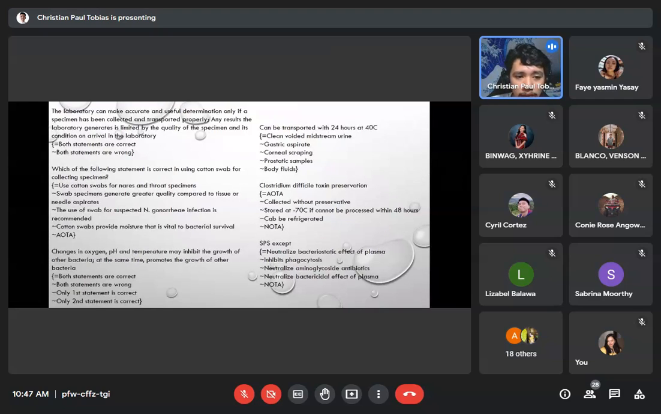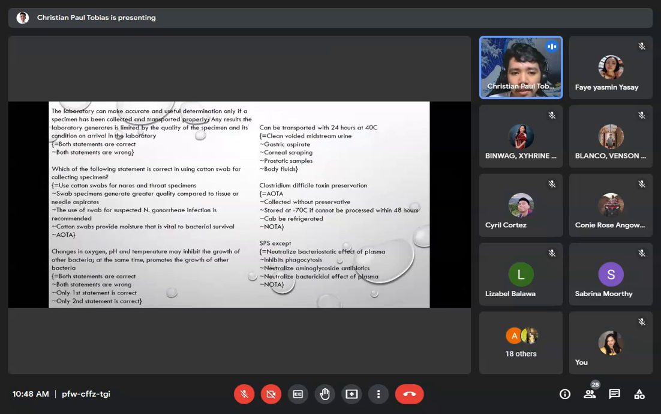Okay? Gumagamit ba ng cotton swab sa nasal gonorrhea? Can be, but hindi siya recommended. So, cotton swabs provide moisture. So, hindi. Kasi dry ang cotton swab. May mga fatty acids that can be toxic to bacterial survival. Okay. Changes in oxygen, pH, temperature inhibit growth of other bacteria. At the same time, promotes the growth of other bacteria. Both are correct. Can be transported within 24 hours at 4 degrees Celsius.